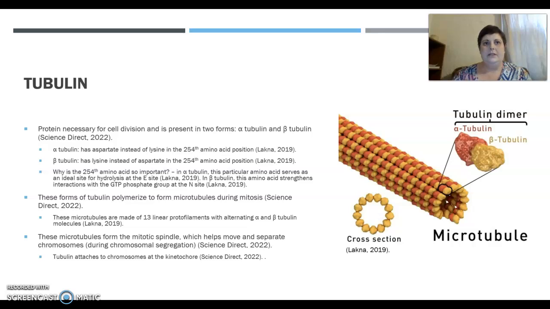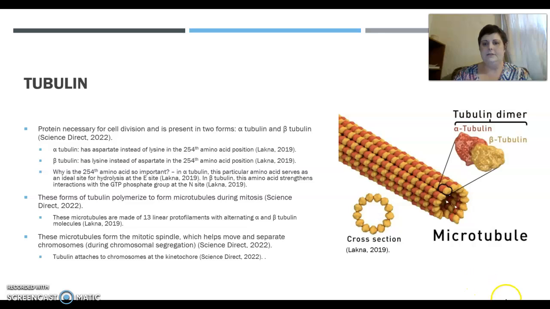And these forms of tubulin polymerize to form microtubules during mitosis, which is what you see on the right-hand side of your screen. Each microtubule is made of 13 linear protofilaments with alternating alpha and beta tubulin molecules. These microtubules form the mitotic spindle, which helps move and separate chromosomes during chromosomal segregation. Now, it's important that these chromosomes move apart because if they don't, then you can end up with non-disjunction and mutations that occur. The tubulin does this by attaching two chromosomes at the kinetochore.